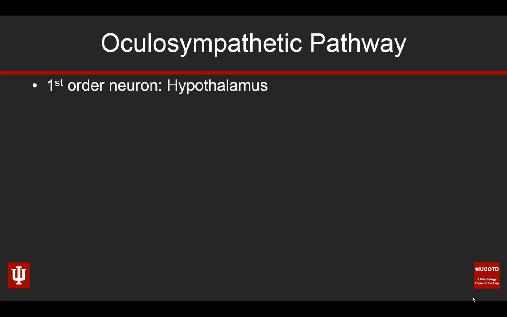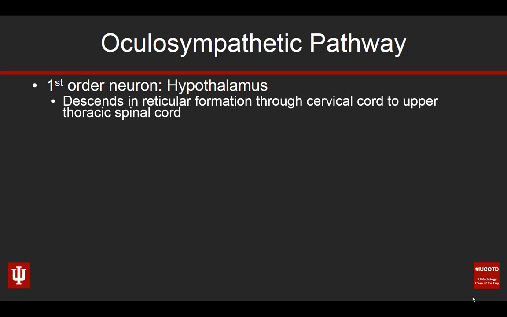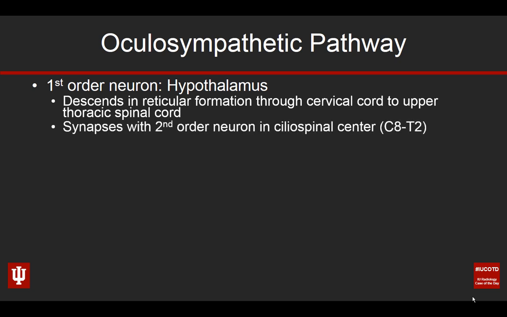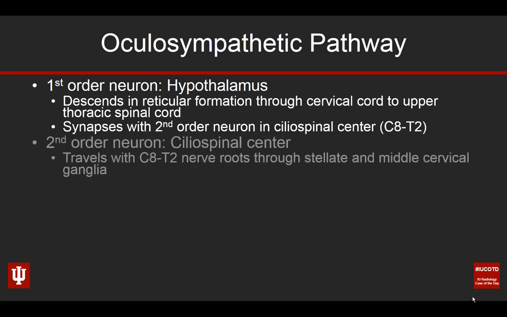Okay, so let's talk briefly about this complex oculosympathetic pathway. It starts with your first order neuron that originates in the hypothalamus, and that's going to descend in the reticular formation all the way down through the cervical cord to the upper thoracic spinal cord, the cervicothoracic junction. That will synapse with the second order neuron in the ciliospinal center. That ciliospinal center in the cord is from about the C8 to T2 nerve level. So it's important to keep that in mind: think of it as involving the distal cervical and upper thoracic cord.